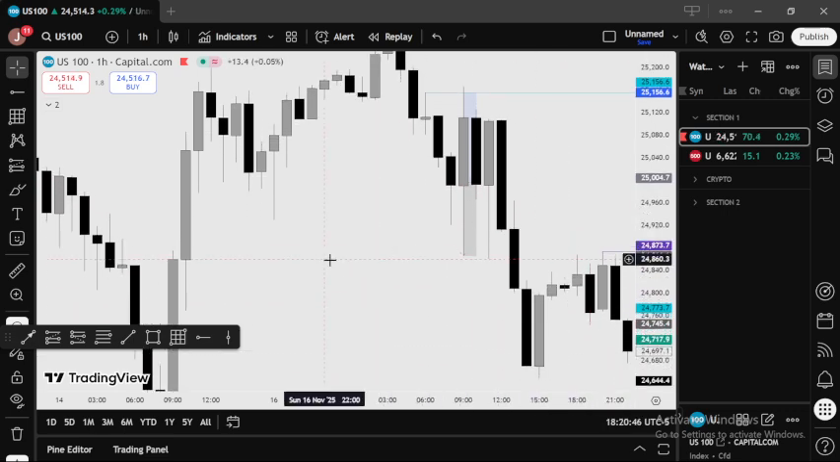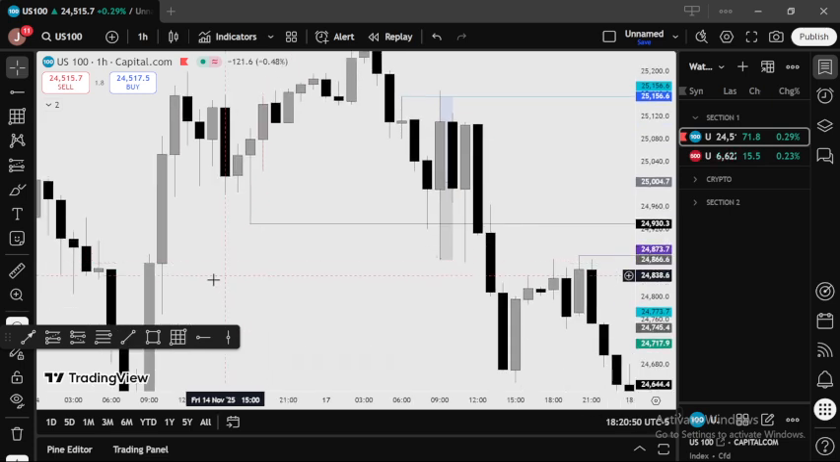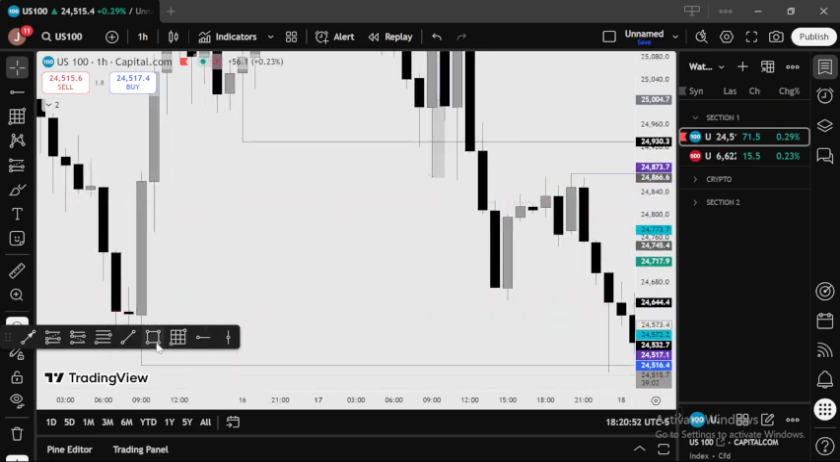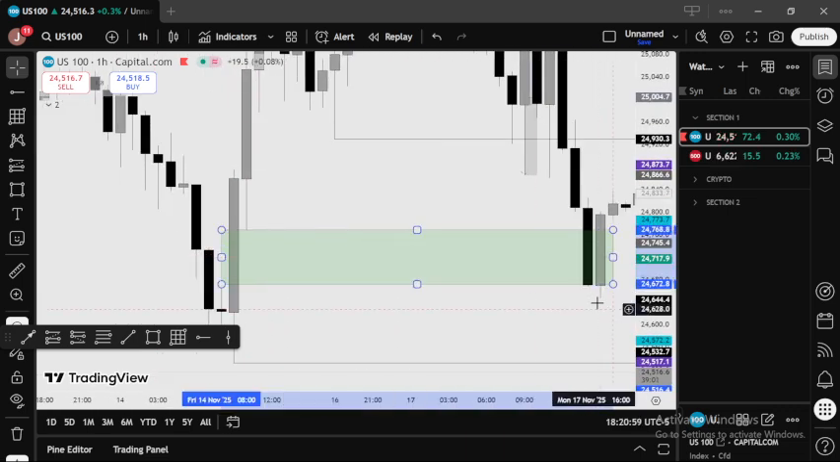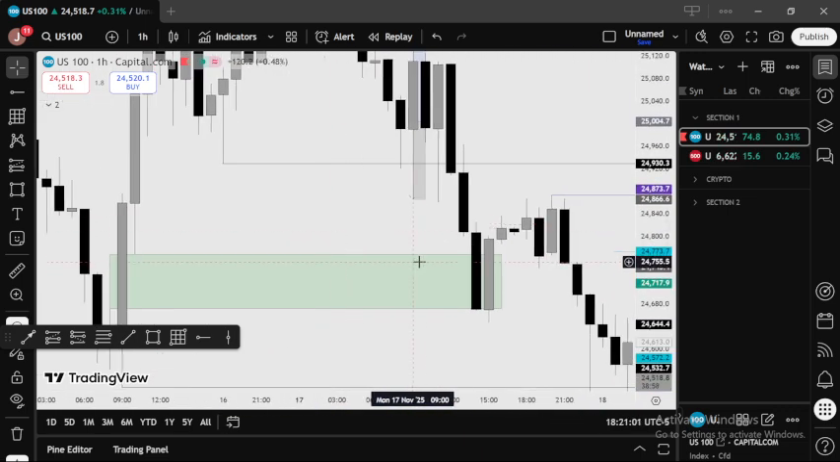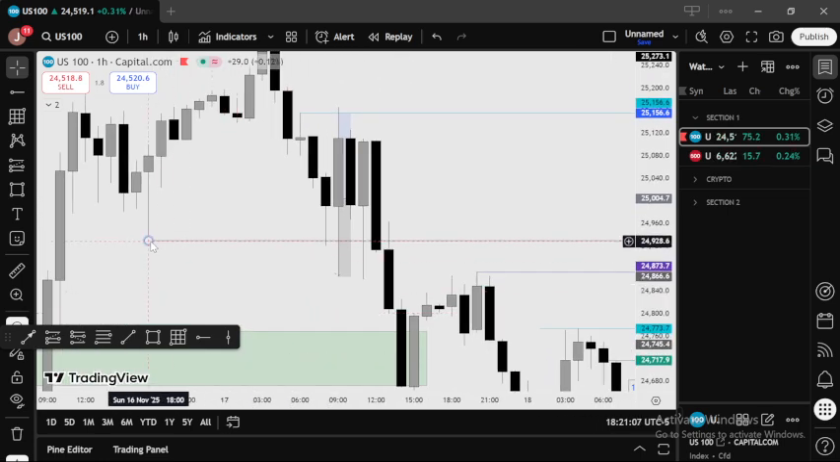1 hour. My draw on liquidity on the 1 hour was this 1 hour low. I was looking at this gap as well for if price were to sell off. This was the gap that I was gonna look at if I wanted sells. This was gonna be my target, but I didn't go for that. But check this out. Check this out. So this was my draw on liquidity.